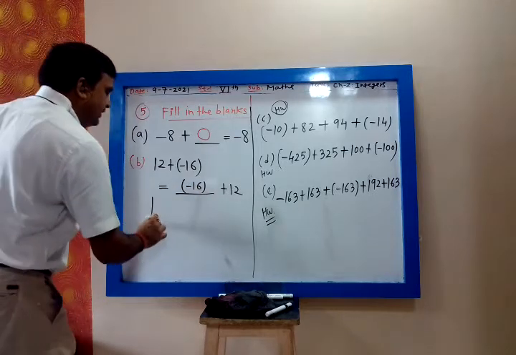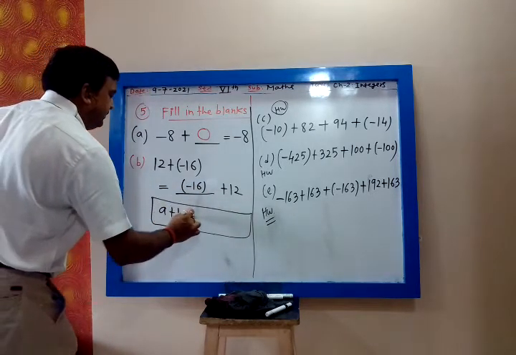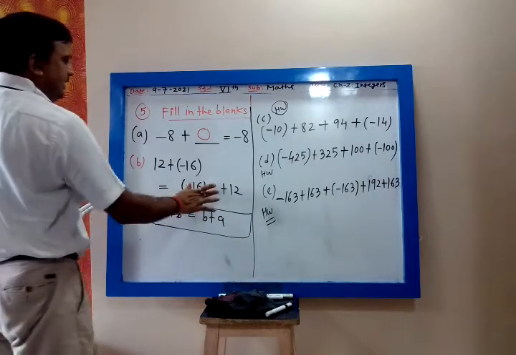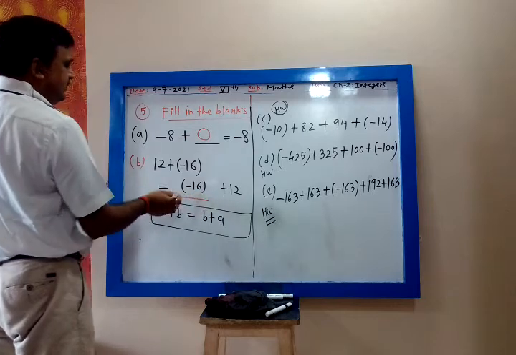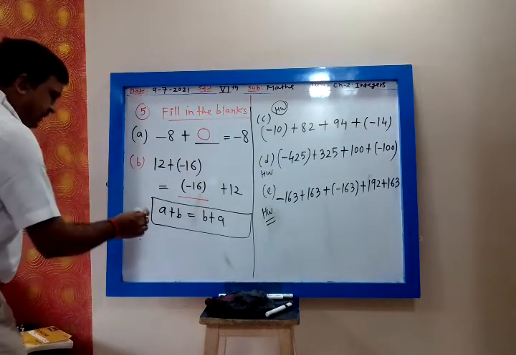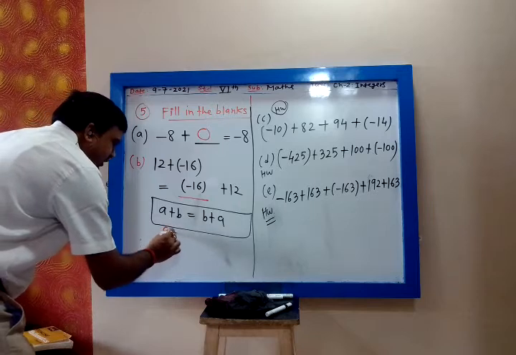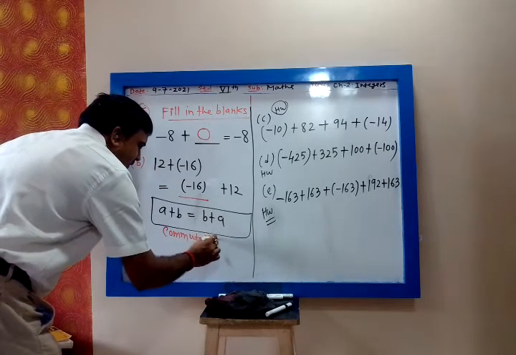So why? See the reason. In mathematics, A plus B is same as B plus A. Whether you add A to B or B to A, you will get the same answer. Okay, so answer is minus 16 plus 12. Yes, so this property is known as commutative property.